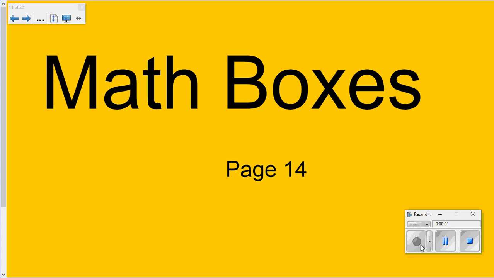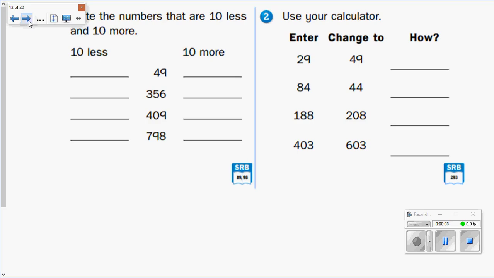Okay, boys and girls, let's get ready for Math Boxes 1-7, and you can find that on page 14 in your journal. All right, for number 1, you are to write the numbers that are 10 less and 10 more than each one of these. So we're going to go 10 less than 49, so that would be 1 less in the 10s, so that'd be 39, and it'd be 1 more in the 10's place value, which would be 59.